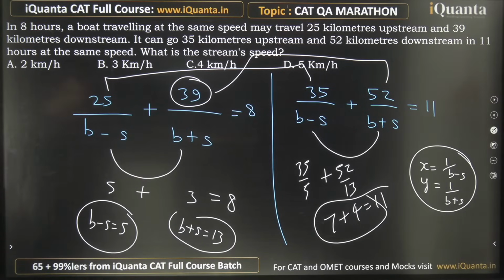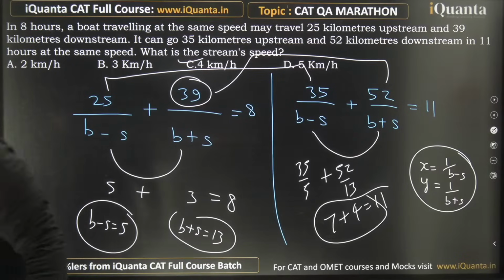Cool enough? We want the speed of stream. So let us subtract, and the answer will be 4 kilometer per hour. Clear? Understood? I hope you guys enjoyed this one. Now let's do the next question.